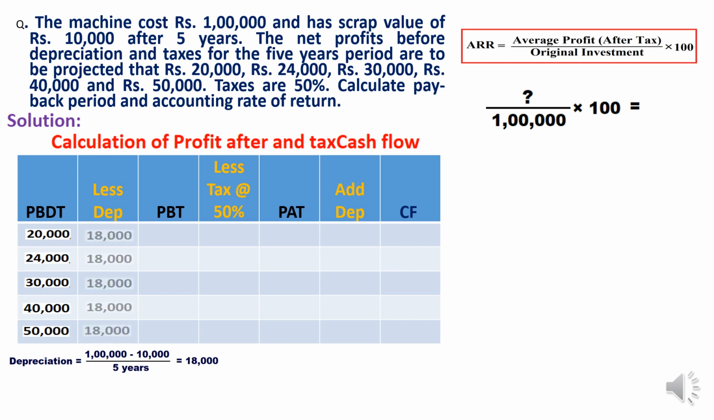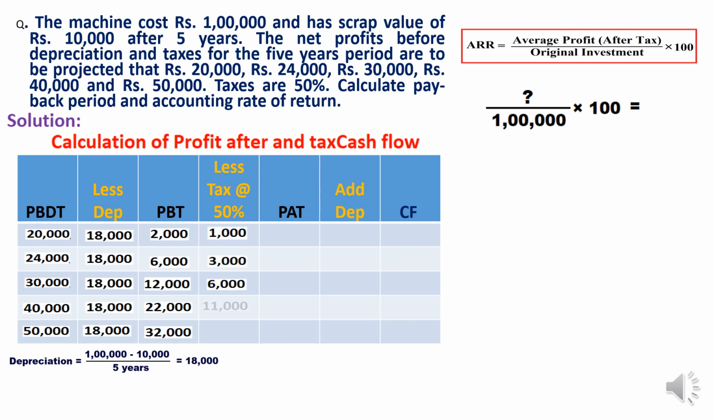Then we have to deduct this depreciation of 18,000 every year. Then we will get the profit before tax. How much is it? First year 2,000, second year 6,000, 12,000, 22,000 and 32,000. So on we get the profit before tax. From this we have to deduct tax, that is 50%. 50% of profit before tax: 2,000 into 50% is 1,000, 6,000 at 50% is 3,000, and so on, 6,000, 11,000 and 16,000.